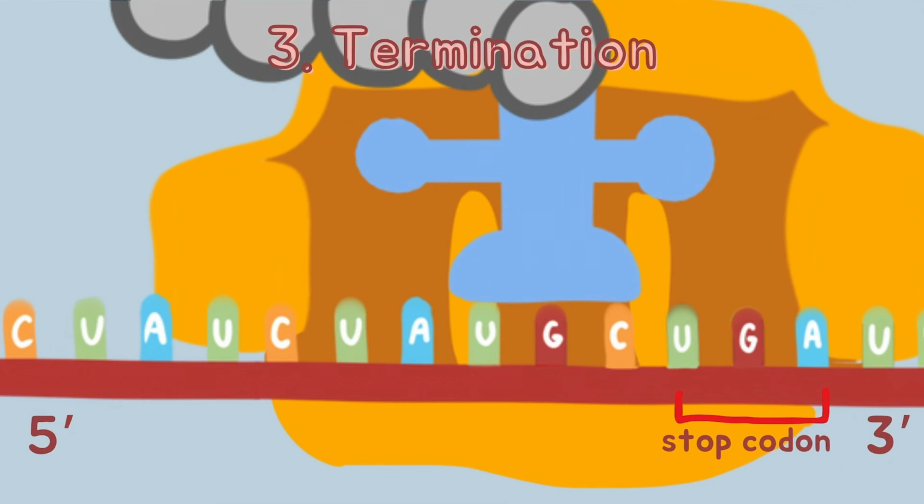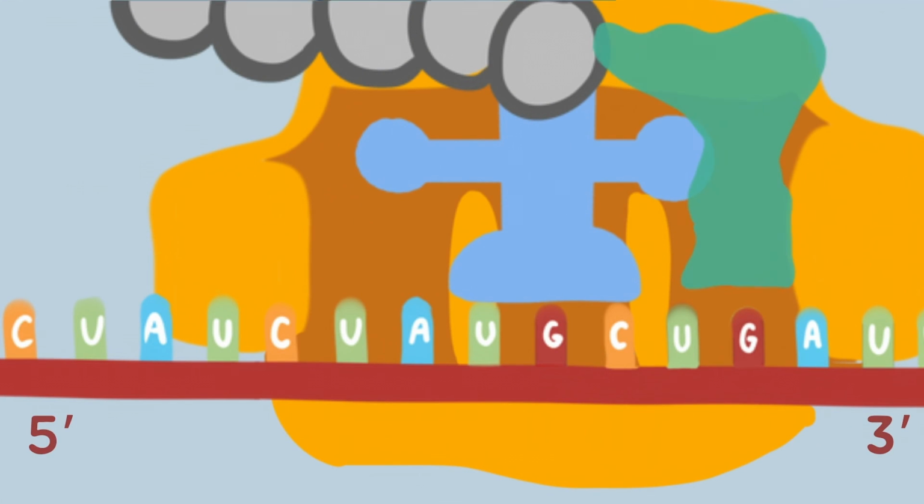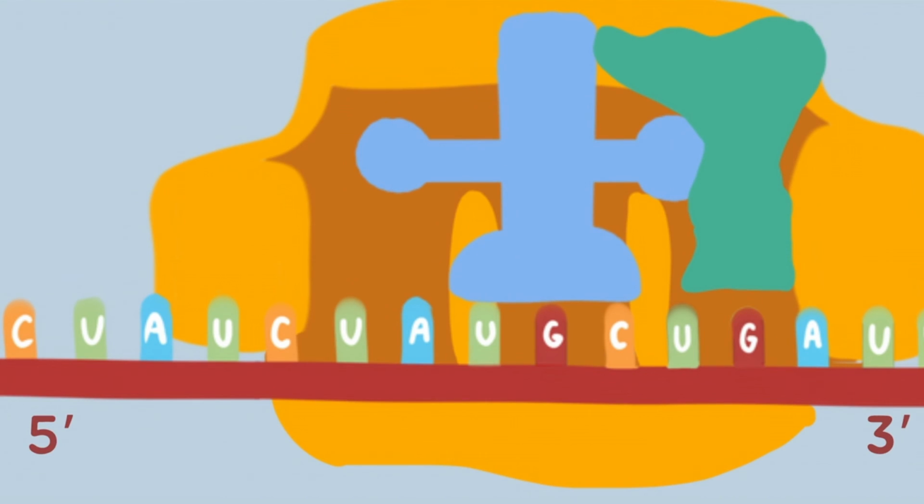Translation ends when the ribosome encounters a stop codon on the mRNA, which could be UAA, UAG, or UGA. A release factor binds to the A site at the stop codon, causing the completed polypeptide chain to be released from the tRNA and the P site. The released polypeptide chain then folds into its functional 3-dimensional structure, becoming a functional protein.